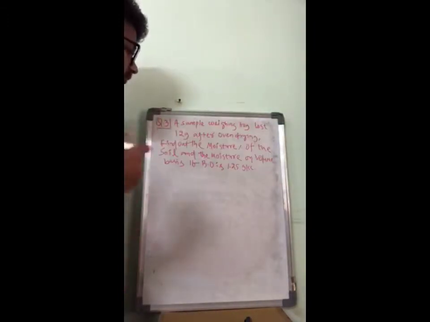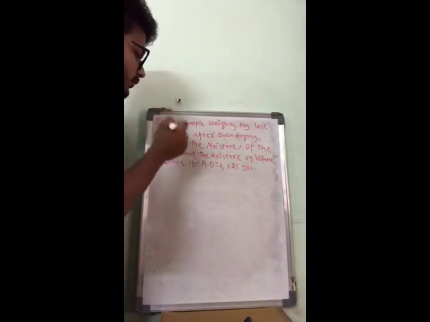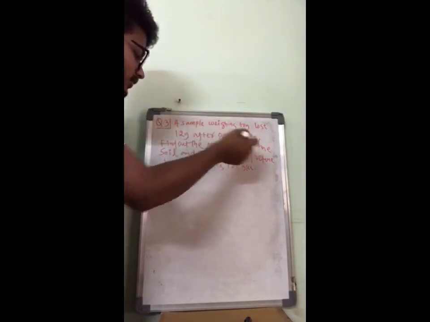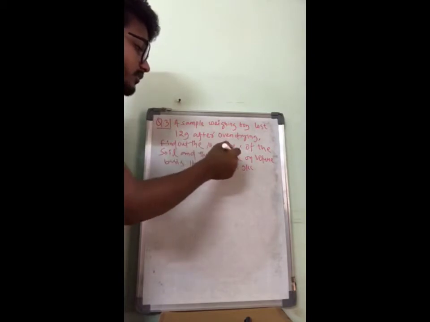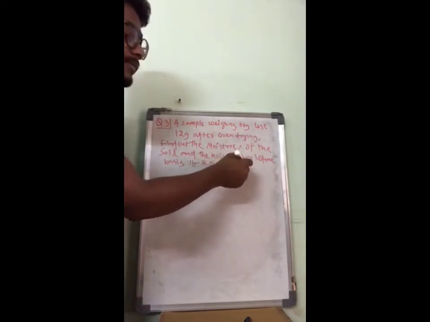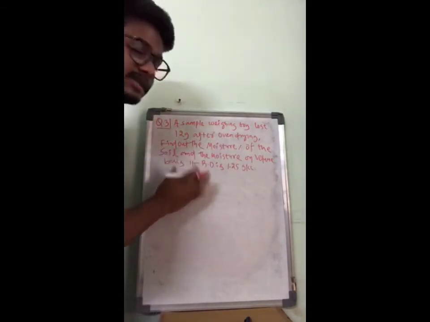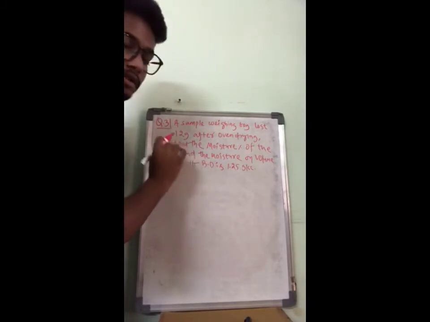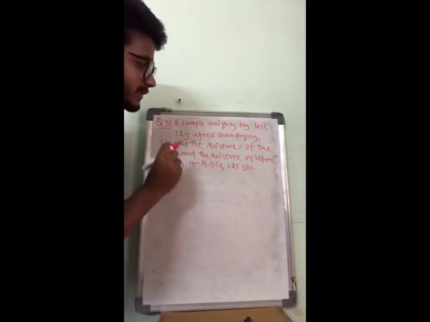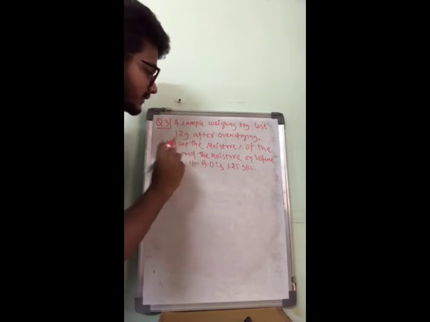The next question type is: a sample weighing 60 gram lost 12 gram after oven drying. Find out the moisture percentage of the soil and the moisture on volume basis if bulk density is 1.25 gram per cubic centimeter. If this type of question comes, let's note down what is given. No need to worry, guys. If this type of question comes in your exam, you just note down what is given.